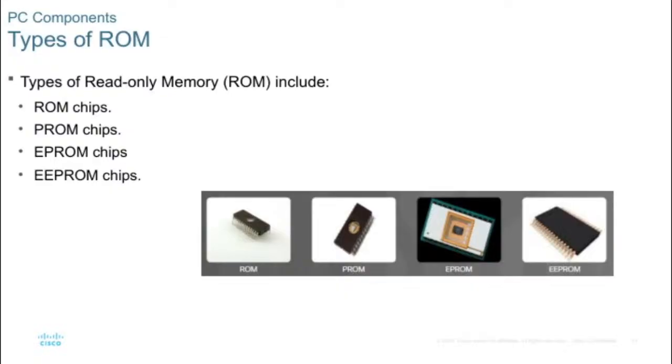Let's take a closer look at the different types of read-only memory, or ROM. We start with basic ROM chips. These are programmed during manufacturing and can't be changed. Then there's PROM, which can be programmed once after production. EPROM takes it further. It can be erased with ultraviolet light and reprogrammed. Finally, EEPROM chips can be erased and rewritten electrically, making them more flexible. These variations play key roles in how PC components store and manage data.